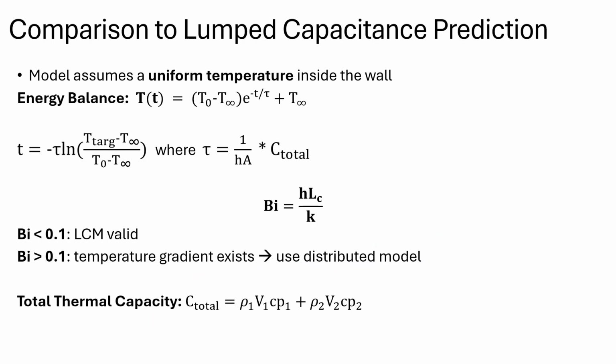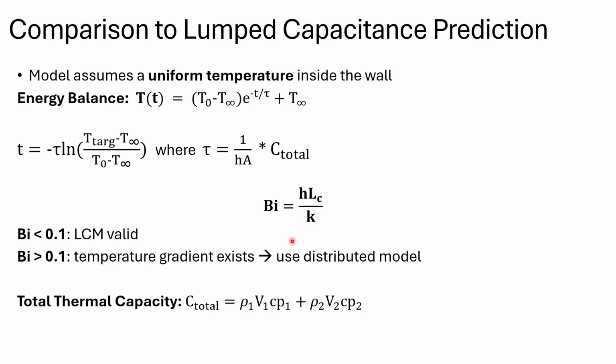The last thing to do is compare our results to a lumped capacitance model. This type of model assumes a uniform temperature throughout the wall at any point in time, defined by an energy balance, which simplifies to the equation here, where tau equals 1 over A multiplied by the total thermal capacity of the wall. To decide if this model is valid, you must calculate the Biot number, which represents the ratio of convection or surface resistance to conduction or internal resistance.